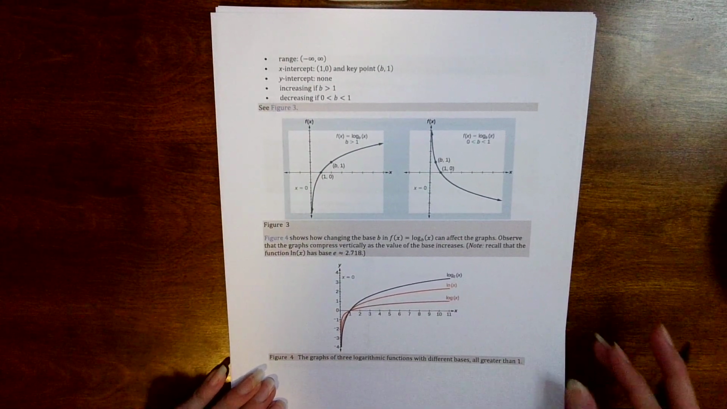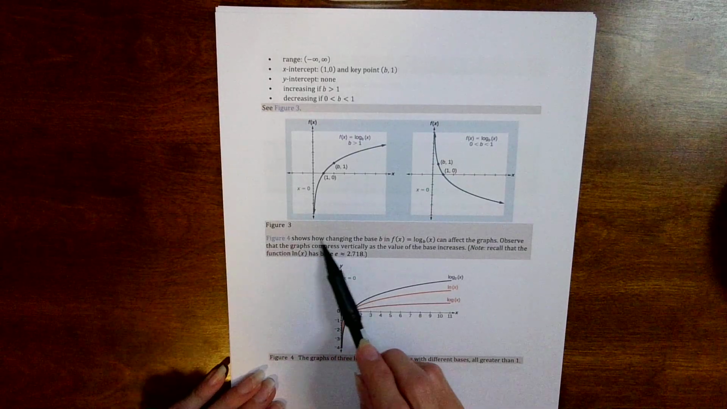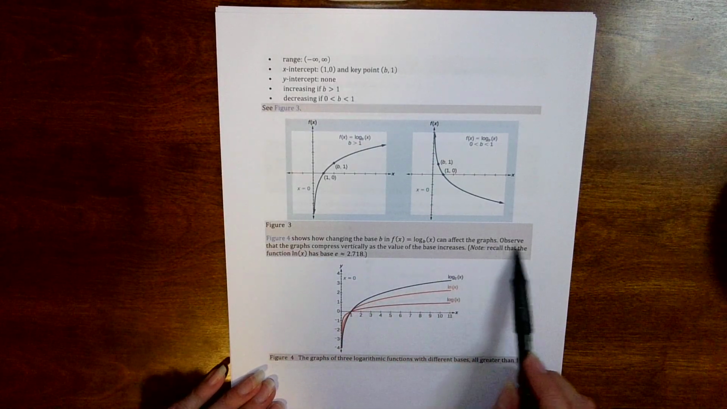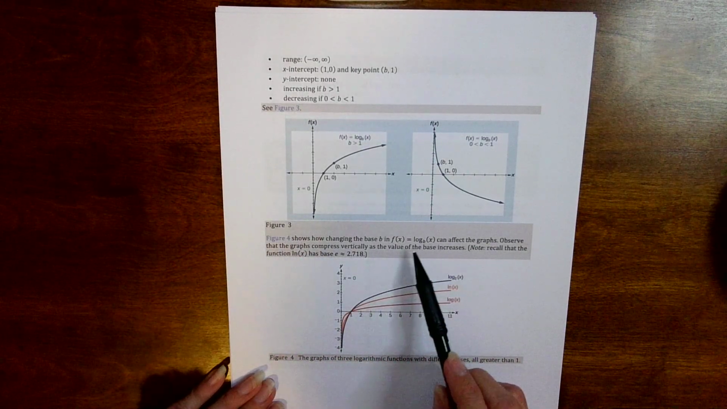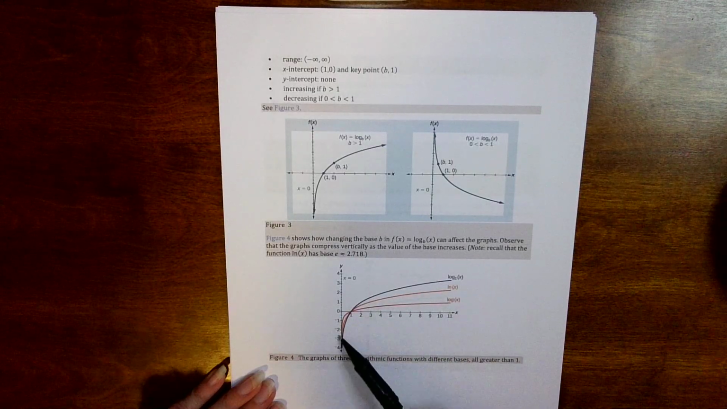And then this shows how changing the base can affect the graphs. So this is log base 2, this is natural log, base e, and this is log base 10.